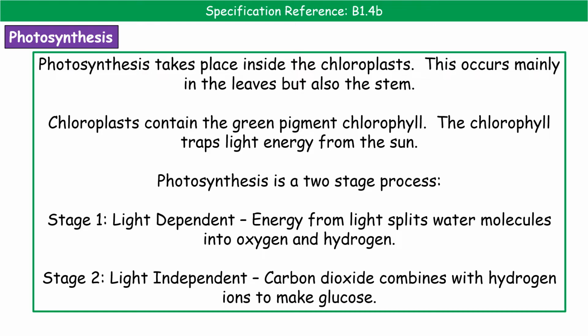As far as photosynthesis goes, you need to know that it is a two-stage process. So we have stage 1, the light-dependent stage, the one that needs the light energy, and that energy is used to split the water molecules into oxygen and hydrogen. So water, H2O, what we're doing is we're splitting the oxygen and the hydrogen from one another. Then stage 2, the light-independent reaction. This is where the carbon dioxide then combines with those hydrogen ions to make the glucose.